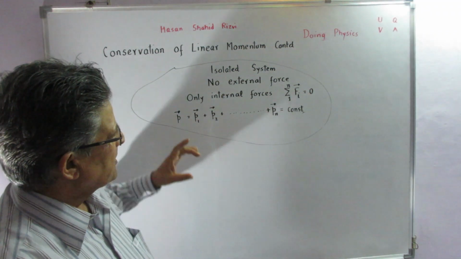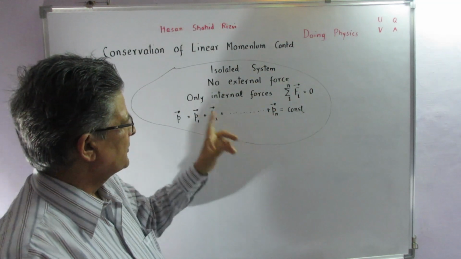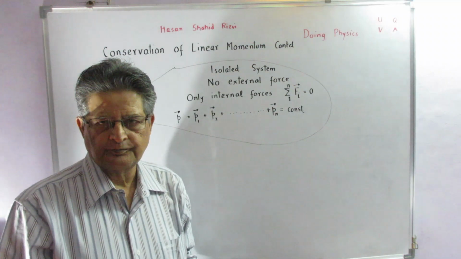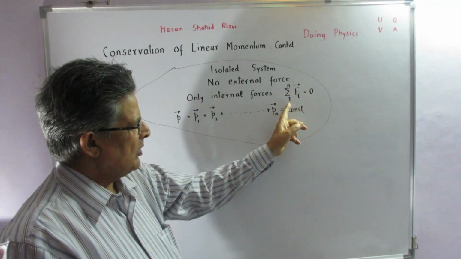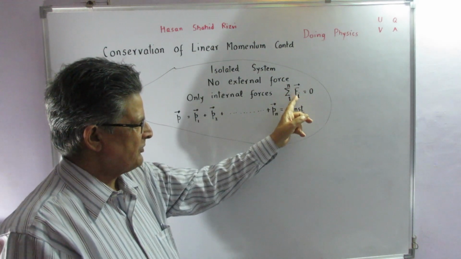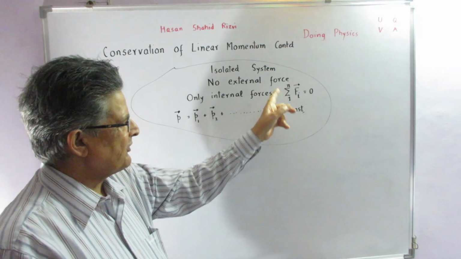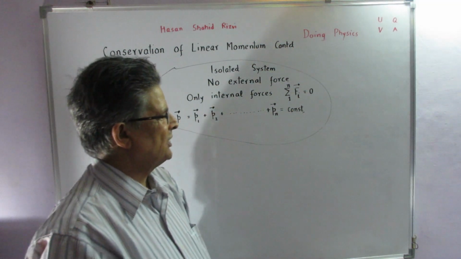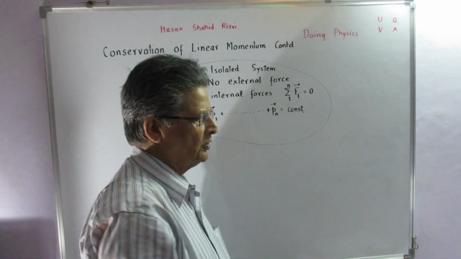But because no external force is acting on the isolated system, only internal forces act. And the net sum of all these forces, sigma 1 to n, which means F1 plus F2 plus F3 and so on, plus Fn, if there are n particles associated with it, will be equal to 0.